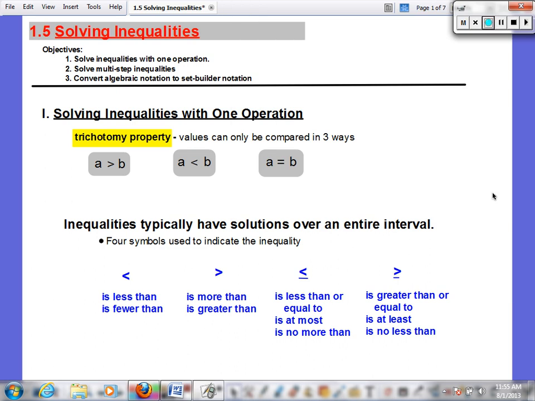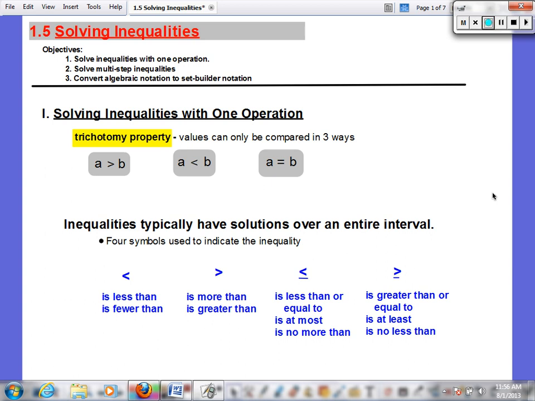In 1.5, we're going to be taking a look at solving inequalities. This is going to build on what we did in 1.3 and 1.4 when it came to solving equations and absolute value equations. Really, we have three objectives today. Solve inequalities with one operation. Those are pretty basic ones. We'll take a look at those first.